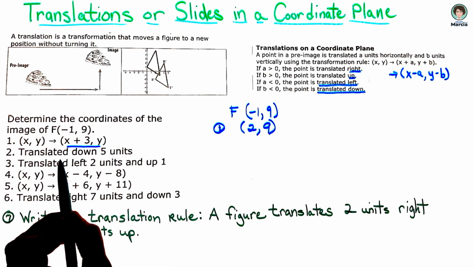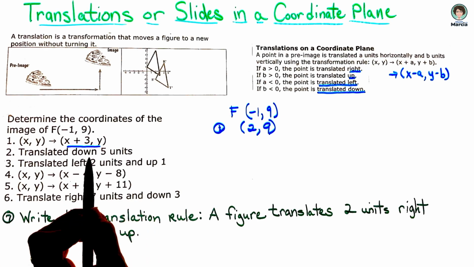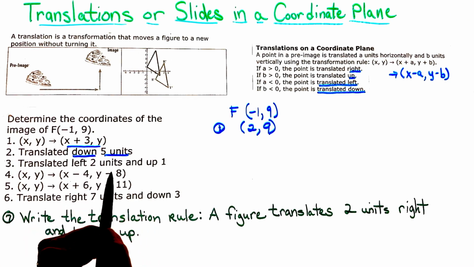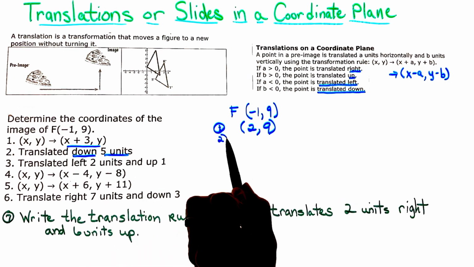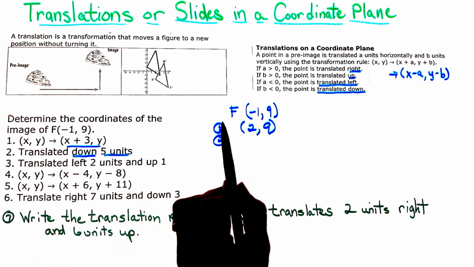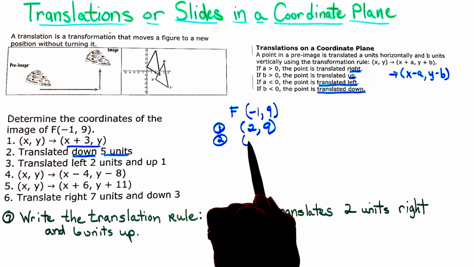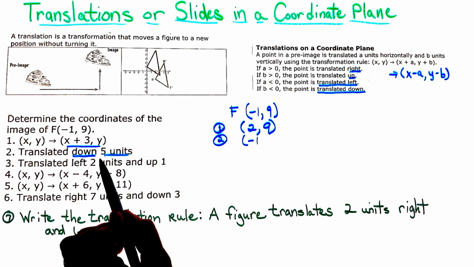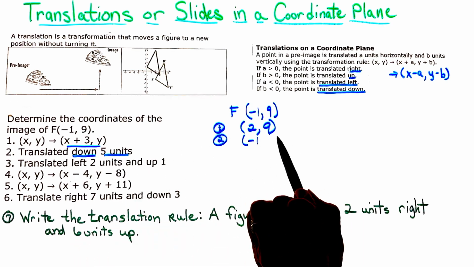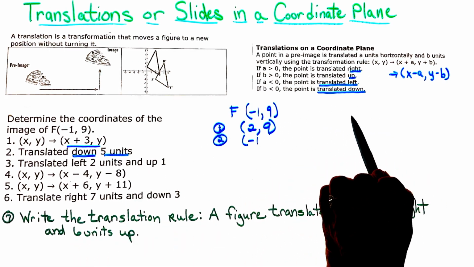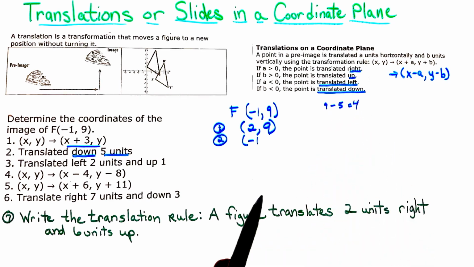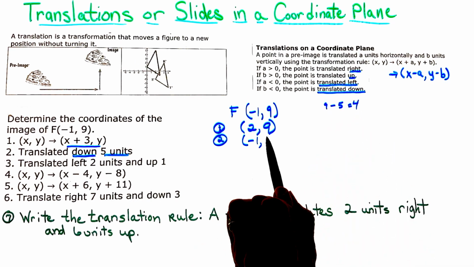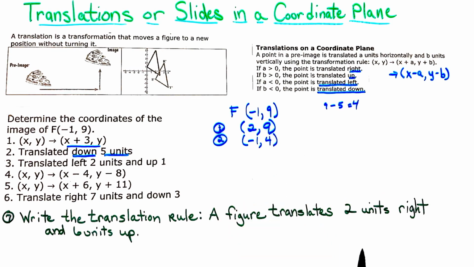If something is translated down 5 units, well, guess what? For this one, our x stays the same, which was -1. But our y goes down 5 units. So here's my little workspace over here. I'm going to just do 9 minus 5. Well, we know that is a 4, right? So we have (-1, 4).